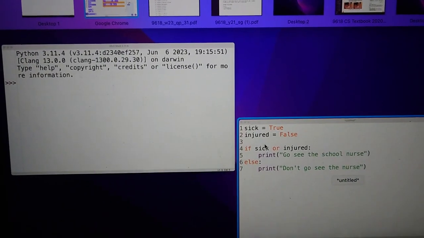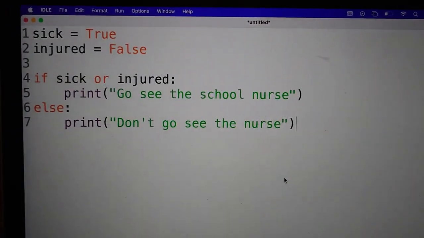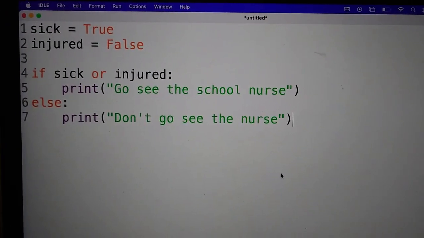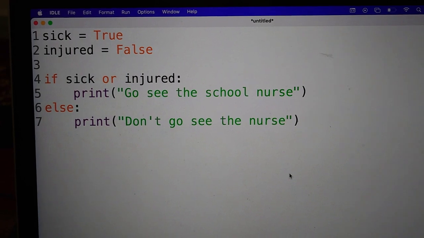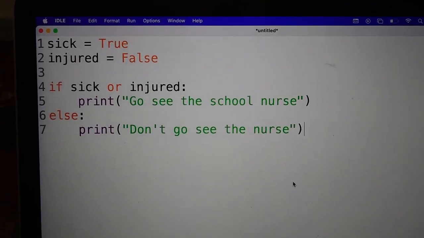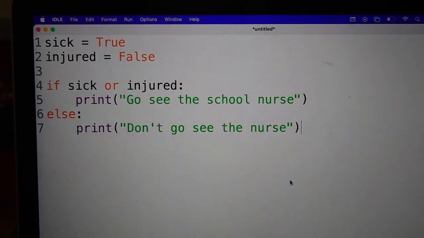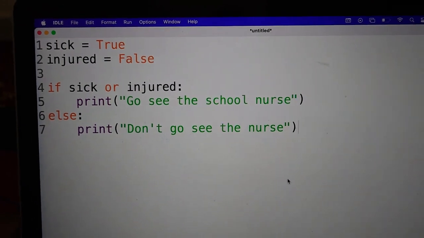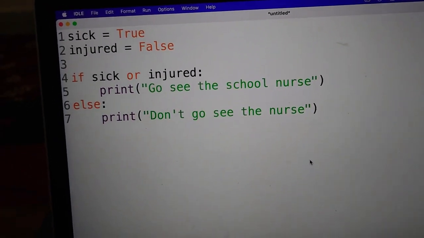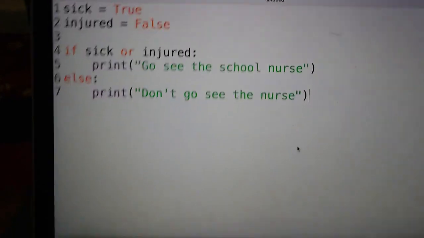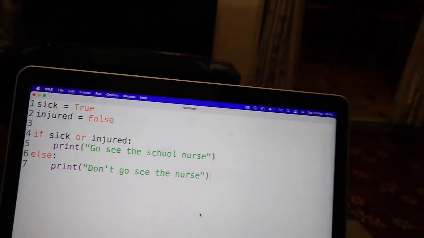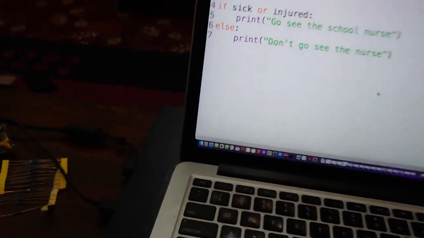In Python, it might look something like this. This person is sick, but they are not injured. However, if they are sick or injured, then they should go and see the nurse. Otherwise, don't go see the nurse. It's a very similar idea. Now, how does that work inside of a circuit or a CPU or one of the other things that we've been talking about? So let's have a look.